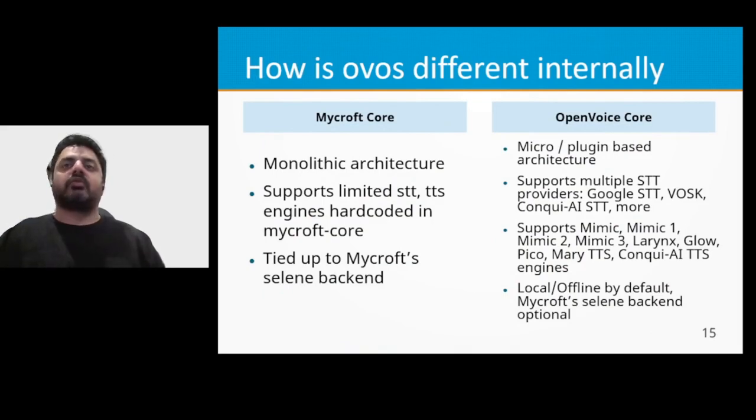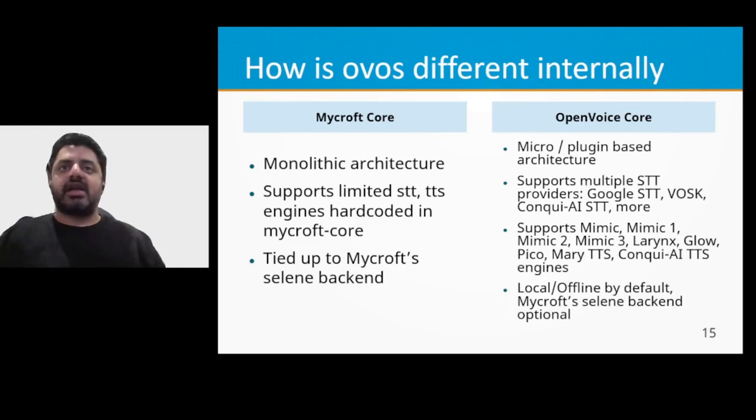How is OpenVoiceOS Core different from Mycroft Core? So, Mycroft Core is based on a monolithic architecture. Due to its current architecture, it supports limited speech-to-text and text-to-speech engines as they are hard-coded into the Mycroft Core API. Mycroft is also deeply tied into Mycroft AI's online Selene backend. This means devices will require pairing to be even remotely functional.